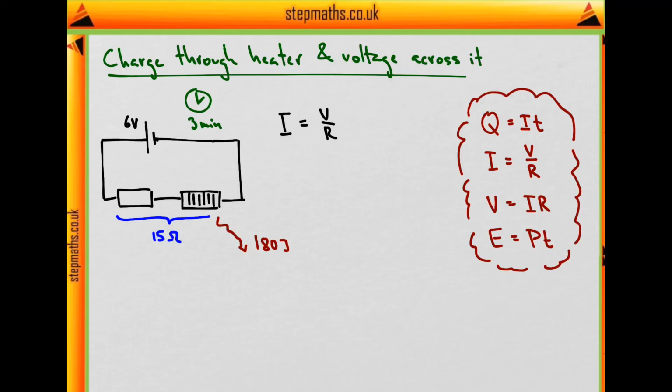So I would start by using Ohm's law to find the current flowing through the circuit, but it will be the same in both these elements because they're connected up in series. So that's V over R, 6 volts divided by 15 ohms is 0.4 amps.